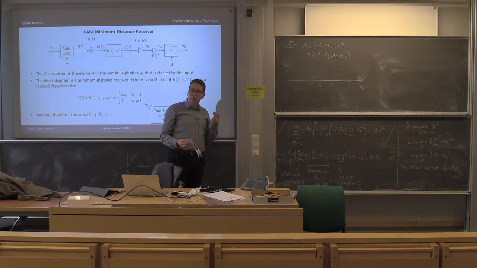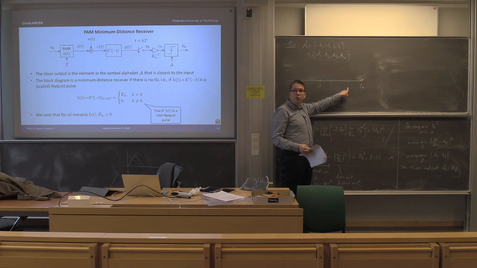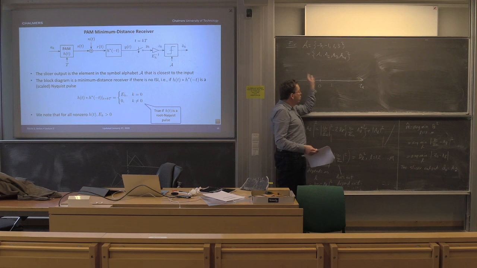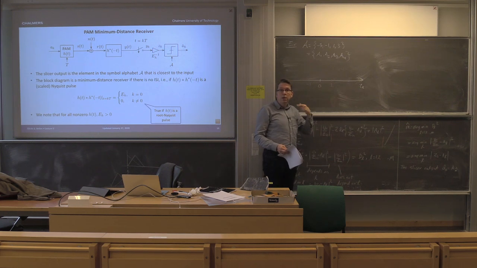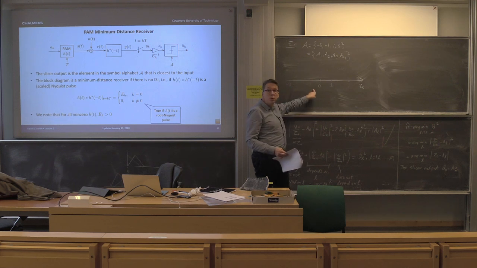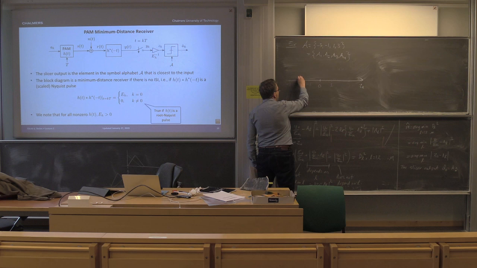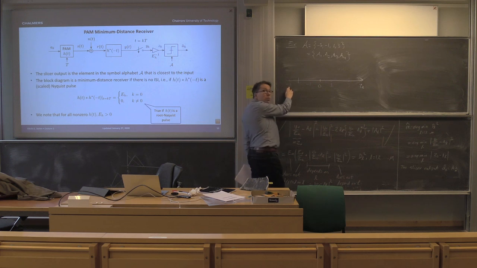The received amplitude Z0, CK, will be the transmitted amplitude plus the noise contribution. Okay, so you will end up somewhere on this line, and the slicer outputs the signal point which is closest to the input. Okay, so one way to illustrate this is to draw boundaries between points, which is in the middle between the points. So the middle point between -3 and -1 is at -2, right?